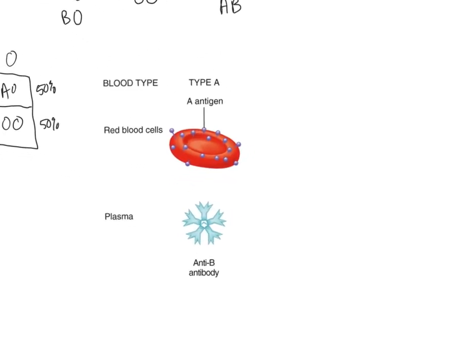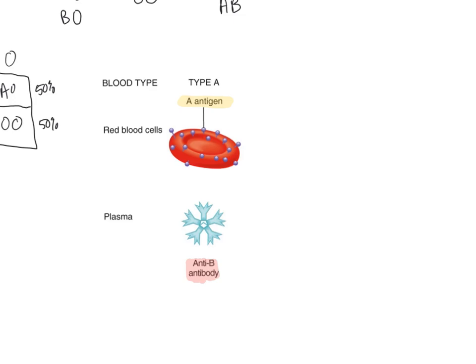As we can see from our picture, the red blood cell of a person with type A blood has A antigen on its surface. So let's highlight what is presented on its surface, A antigens. Now, circulating in the blood are anti-B antibodies. Now, this is important, okay?